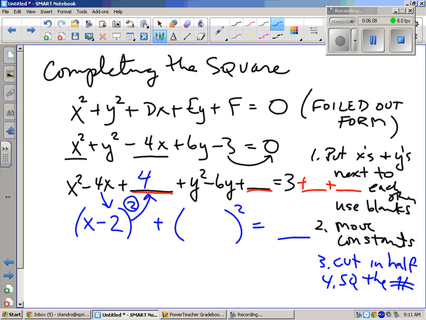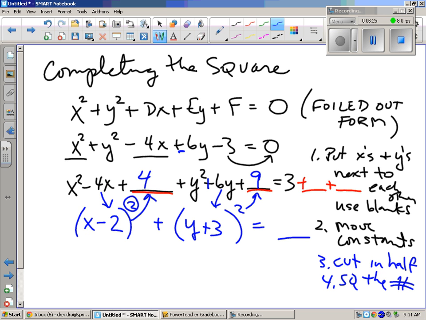Okay, now let's go to the second one. So I need to cut this in half, so y minus 3. Let me go back here. Actually, this is a plus from up here. So that becomes y plus 3, and then squaring that gets me a 9.